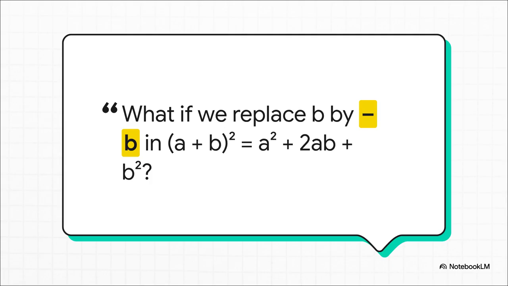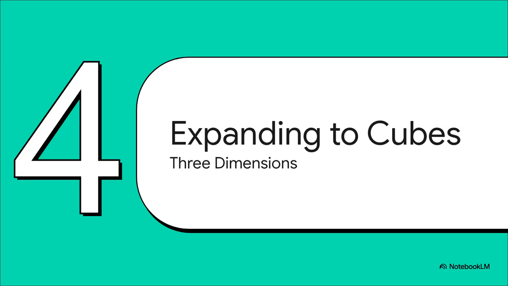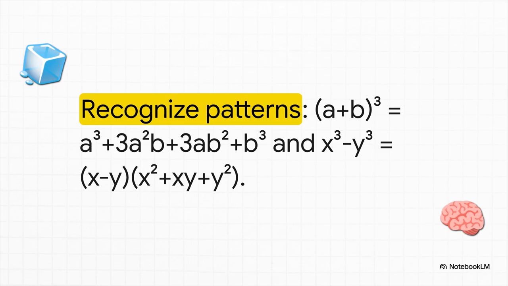It's a fantastic little shortcut, and it really saves brain space during a stressful test. Let's kick things up a notch. Part 4. Expanding to cubes. Okay, so we've mastered two-dimensional squares. Now let's escalate to 3 dimensions with cubic identities.